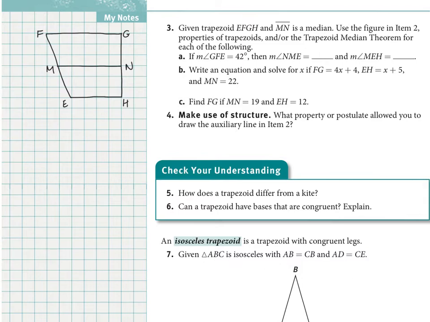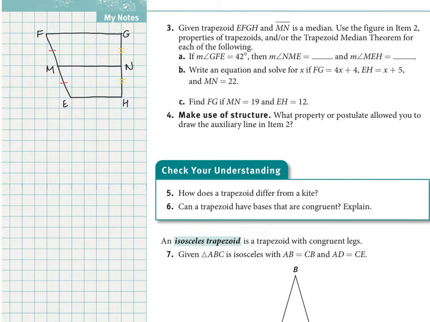So let's go ahead and read number 3. It says given trapezoid EFGH and MN is a median. We're going to use the figure from item 2, the properties of trapezoids, and/or the trapezoid median theorem for each of the following. So we're going to learn about these different properties and explore them. It tells us if the measure of angle GFE is 42, we're going to try to find the other angle measures. So let's go ahead and recreate what we did on the previous page, looking at FM and knowing that it's congruent to EM. We're also going to write down that GN is congruent to HN.